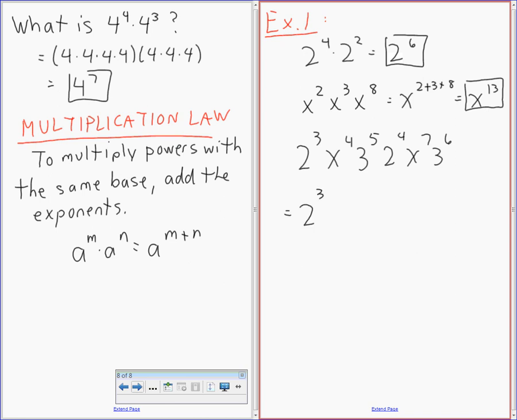He did 2 cubed, 2 to the 4, 3 to the 5, 3 to the 6, x to the 4, x to the 7. Can somebody be brave and tell me what I actually did there? Why that's sort of beneficial?